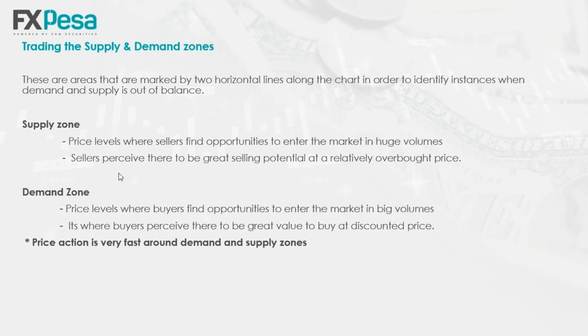On the other hand, demand zone is a price level where buyers find opportunities to enter the market in big volumes. So it's basically a level where buyers would perceive a price to be very great for them to enter orders or to float orders at a very discounted price.